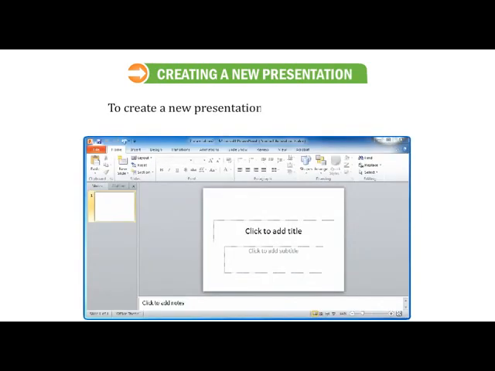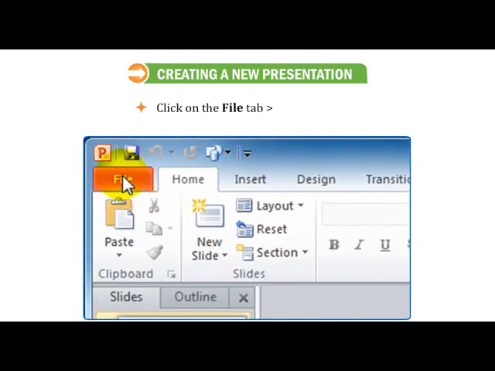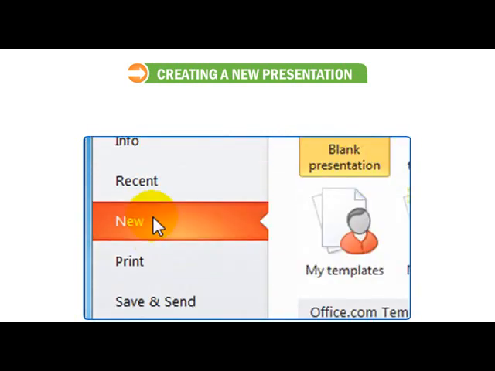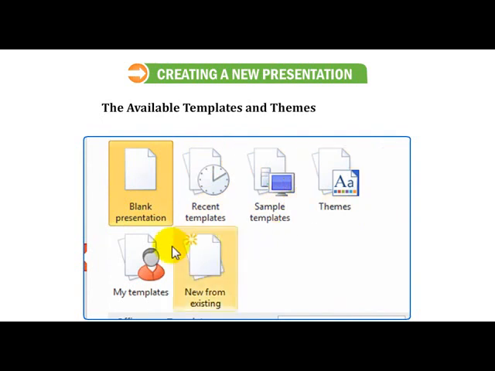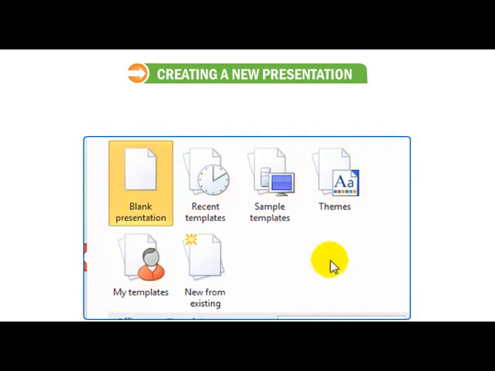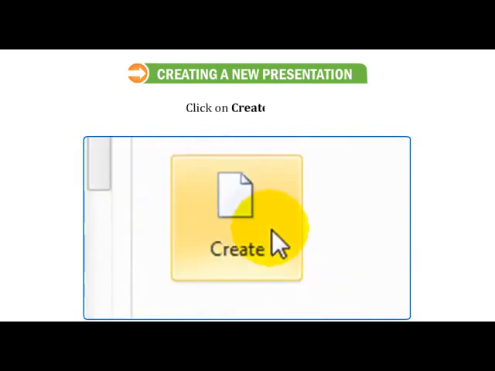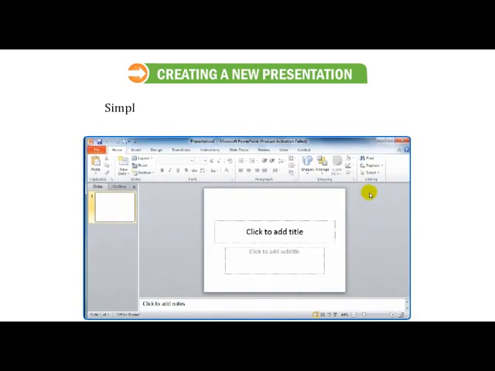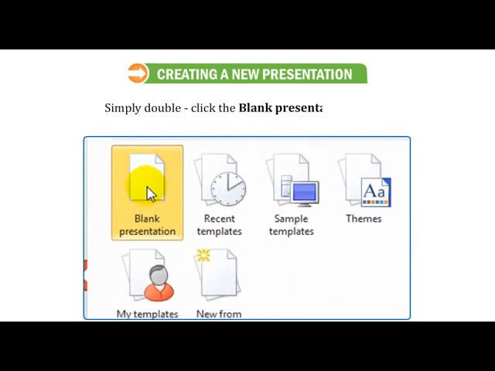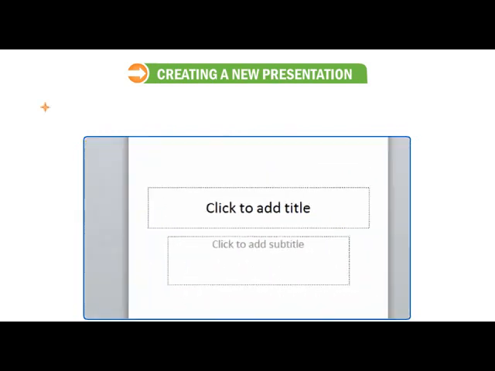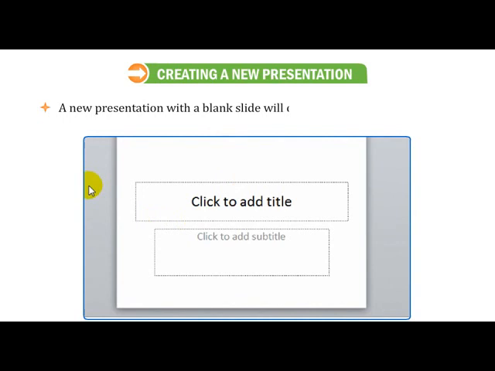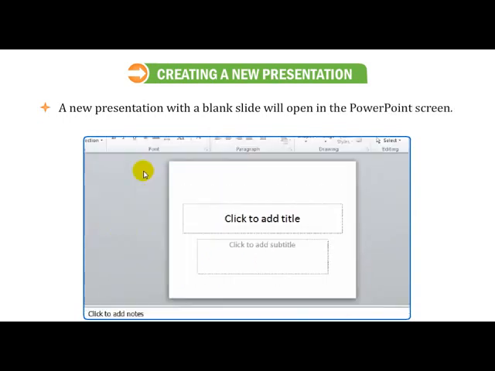Let us understand the steps of creating a new presentation. To create a new presentation, follow the given steps. Click on the File tab, then go to New option. The available templates and themes pane appears. Choose the blank presentation option. Click on Create button or simply double-click the blank presentation option. A new presentation with a blank slide will open in the PowerPoint screen.